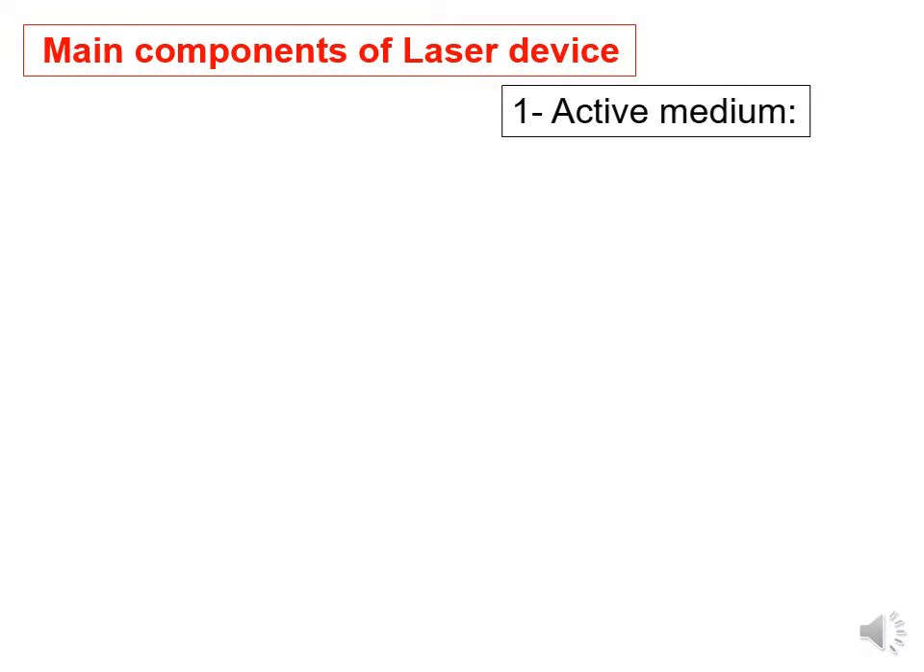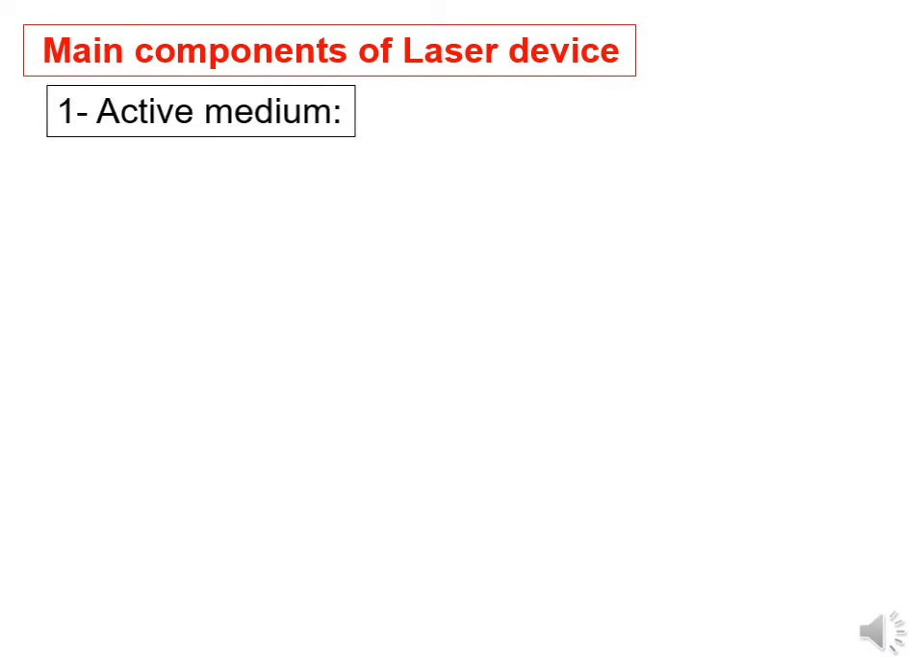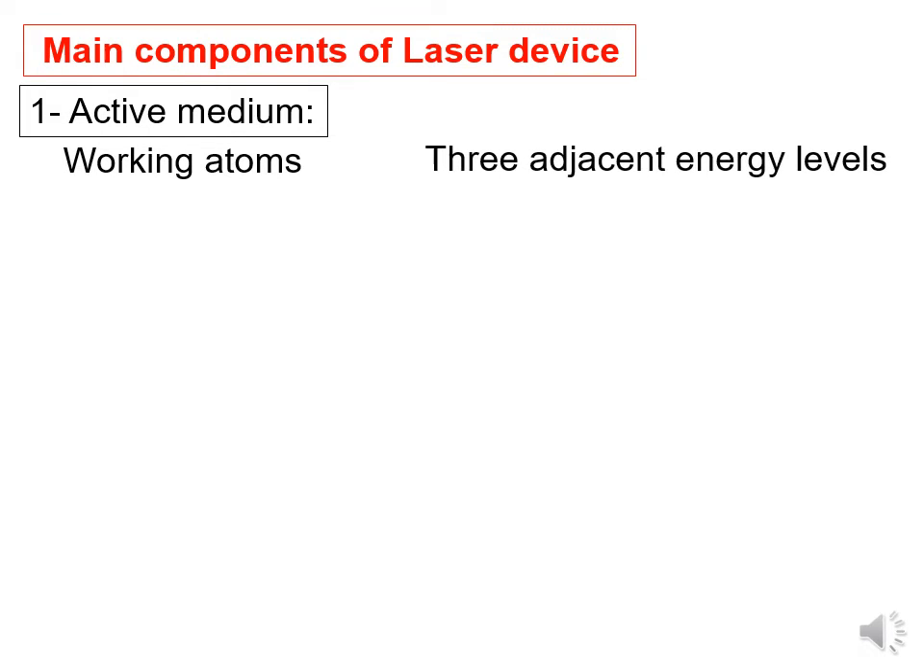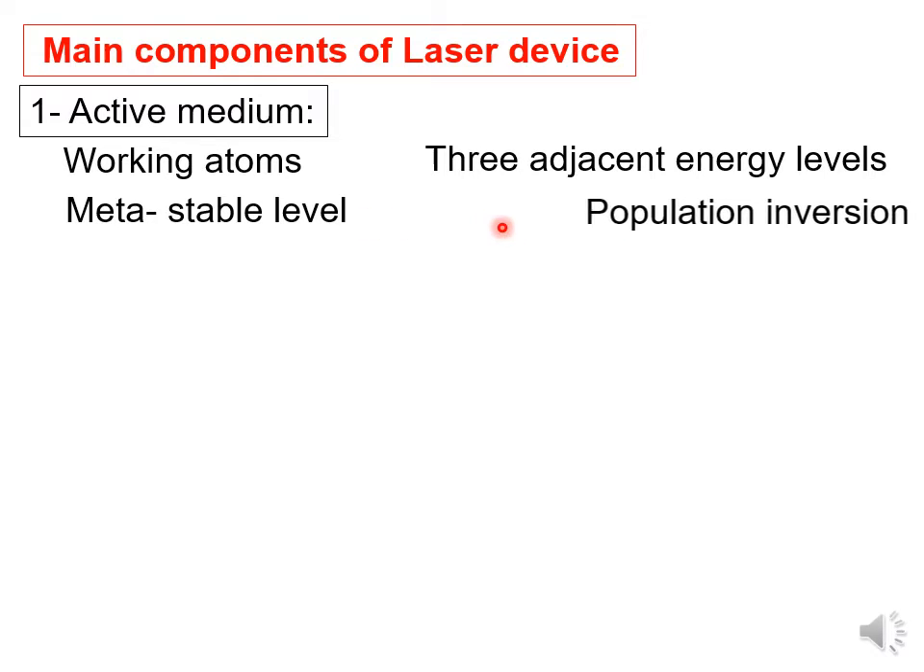Number 1, active medium. What is the active medium? It is the working atoms of the medium from which the laser device is made. These working atoms must have 3 adjacent energy levels. One of these energy levels is called the metastable level, of longer life period, to produce what's called population inversion.